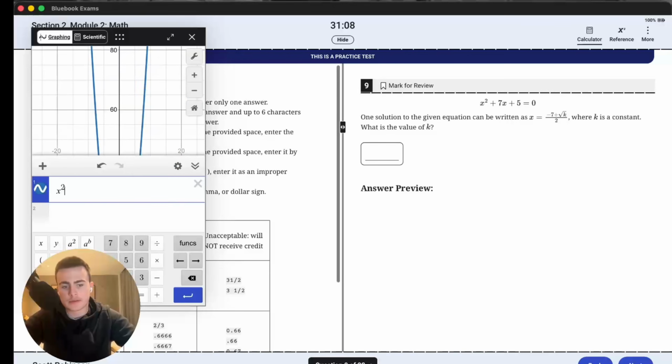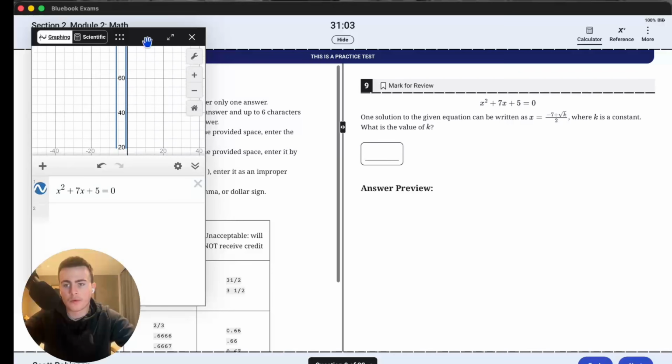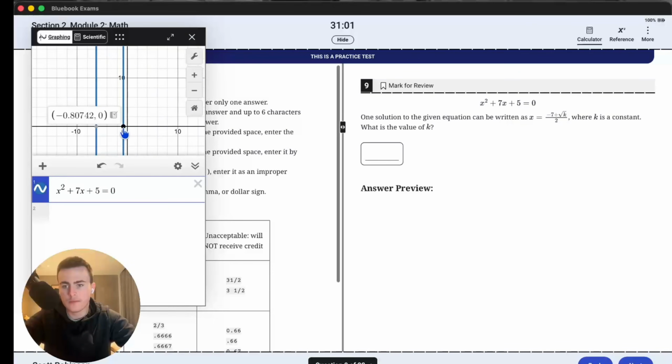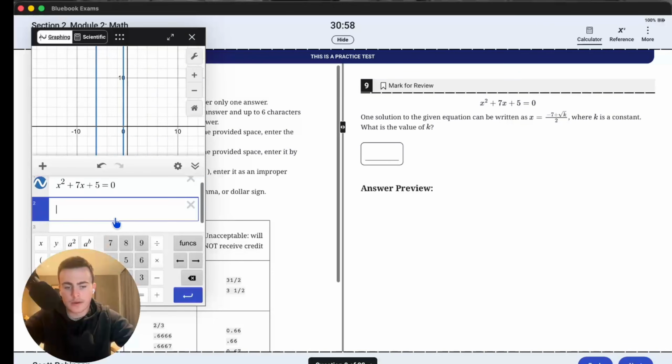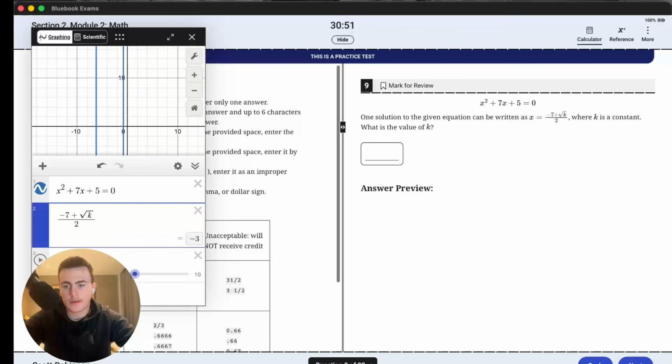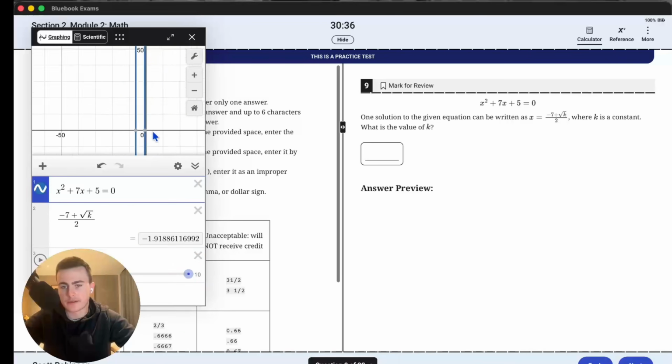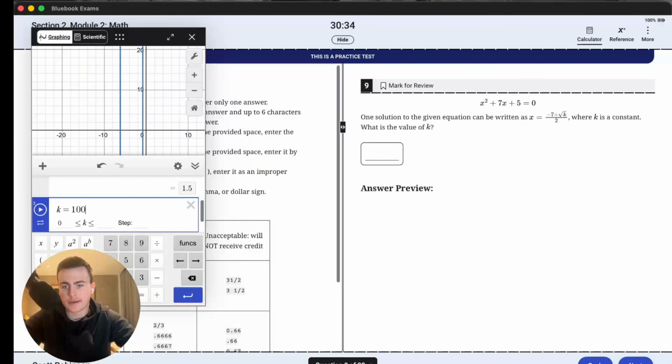One equation can be written as that, where k is constant. So we plug it in like this, plus 7x plus 5 equals 0. And then we'll just do these two. So minus 7 plus square root k over 2. Let's add a slider for k. And k has to be positive, by the way, because it's a square root. So we'll put the bound at 0. Great. As you can tell, it's only getting more negative, which means it's just going to be one of the negative ones. They're both negative. So let's put k like 100. Spice it up a little bit.